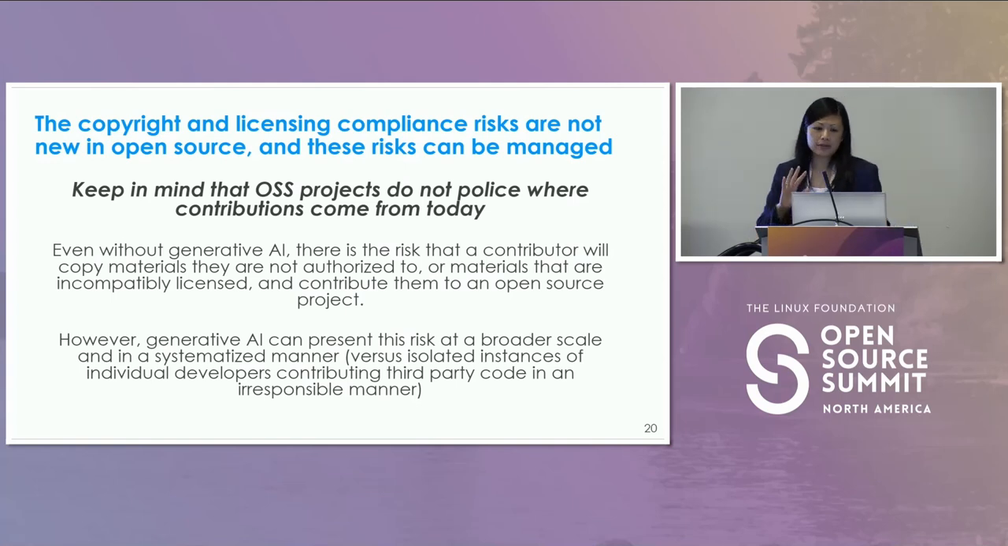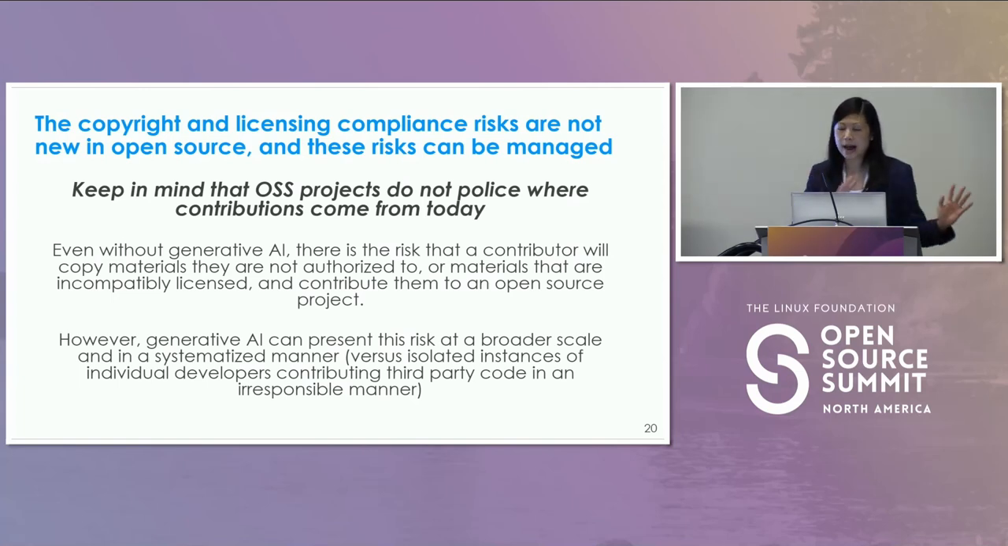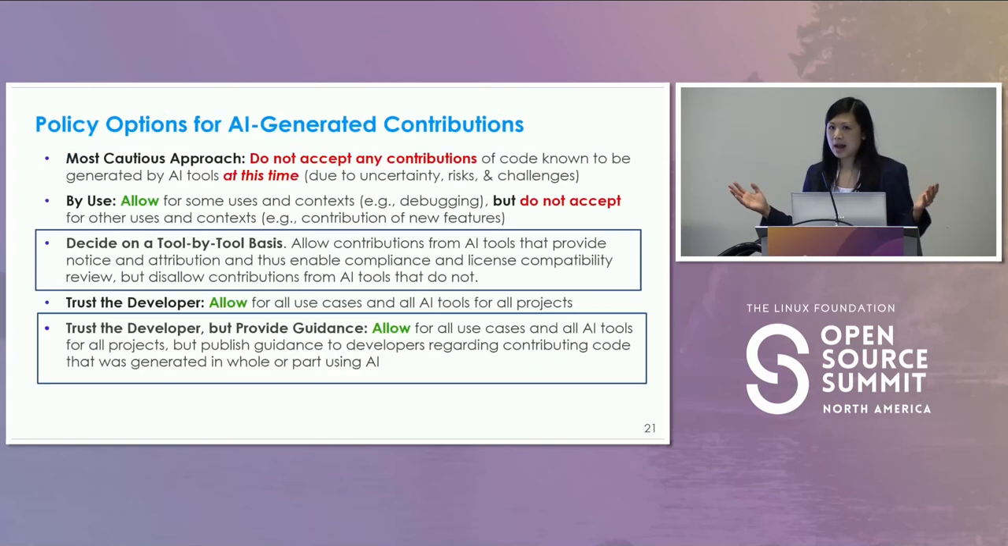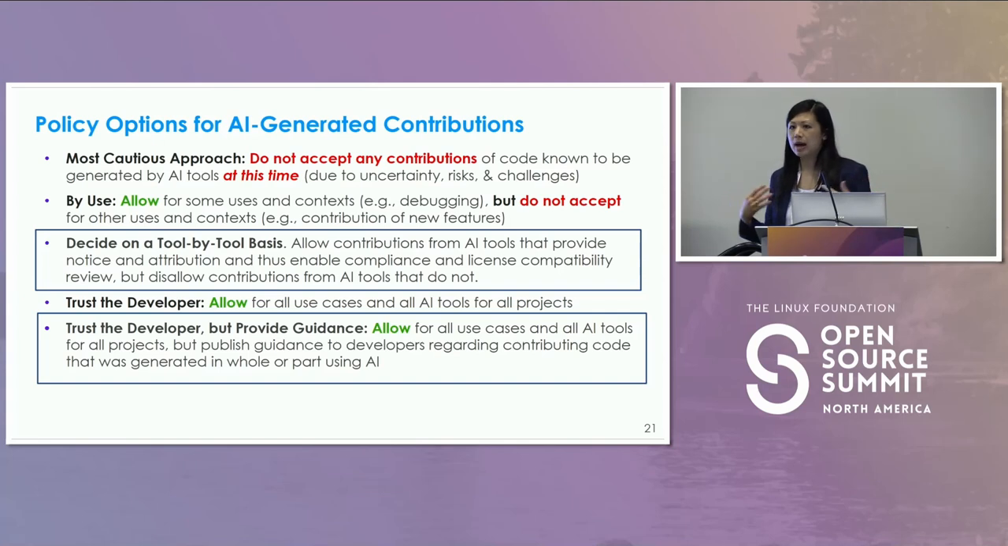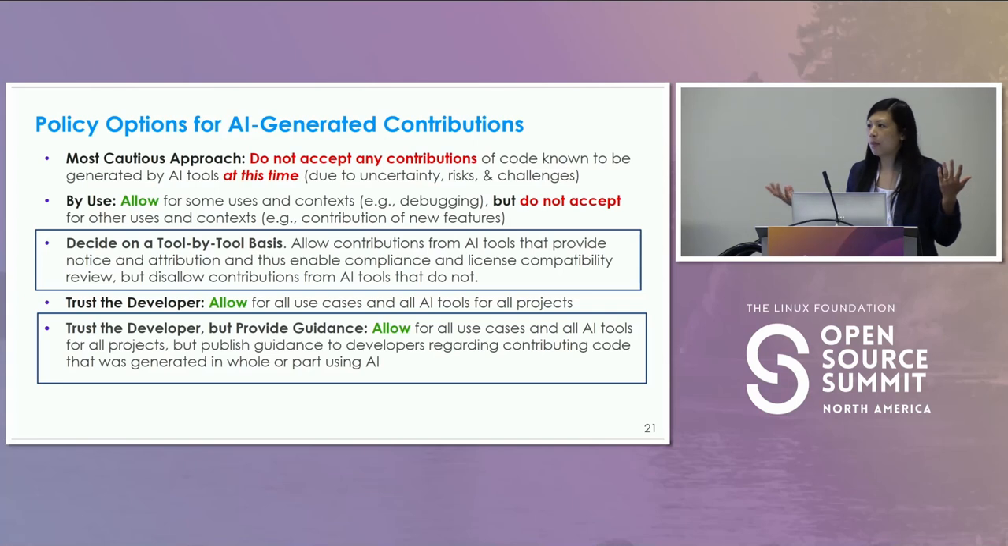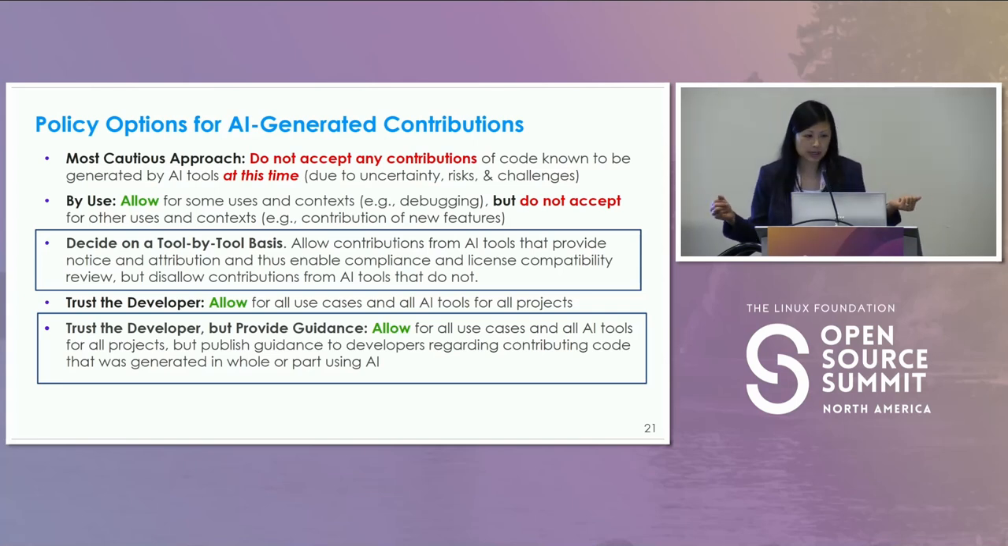However, generative AI does present this risk at a much bigger scale and in a systematized manner. So we're no longer talking about just isolated incidents of somebody copying code that they shouldn't have copied and then contributing it to an open source project. This is systemic. And for that reason, at the Linux Foundation and some Linux Foundation projects, we've been evaluating what it might look like to explore potential policies or at least guidance for how open source communities can go about managing these risks.